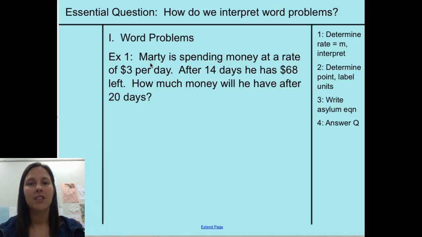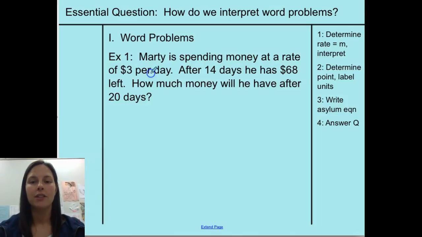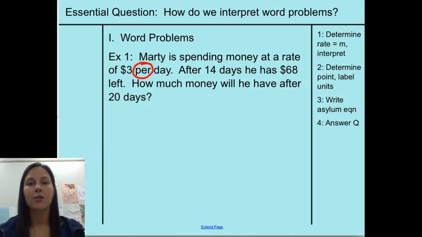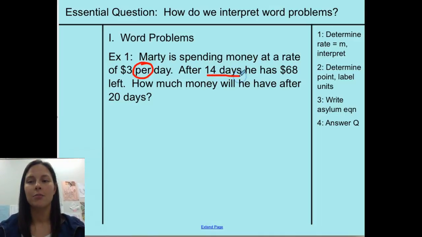form. Key terms to look for to know if you're being given a slope: this word per. Also, you may see the word each, which is another key term that you're being given a rate of change. In this case, we weren't given the starting value. We know after so many days how much money he has, which is a point in time.